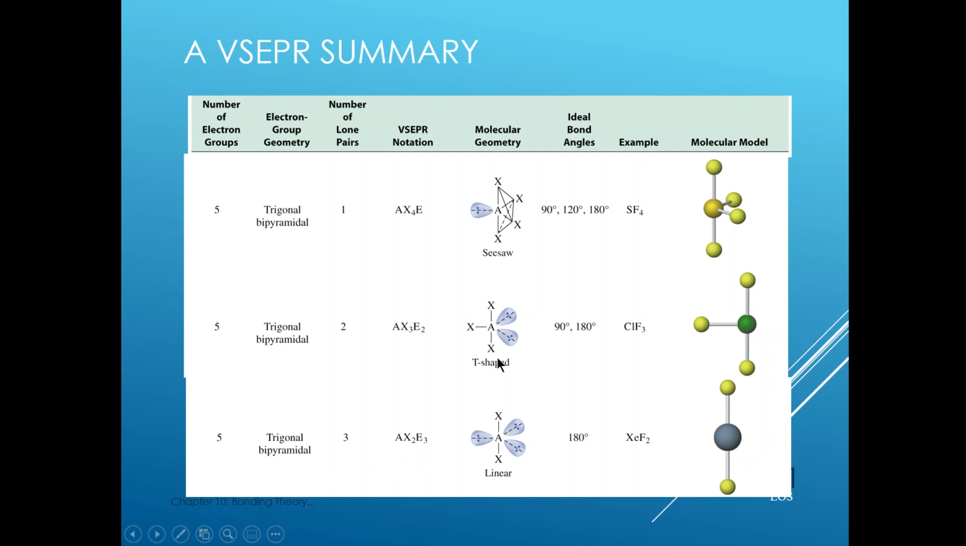And you'll see that as you go from here to here, all you have to do is remove this X, leaving behind a lone pair, and you end up with this. This shape will be linear, which means that the angle will be 180 degrees. An example would be this right here, xenon difluoride, and this is the molecular model representation of that compound.